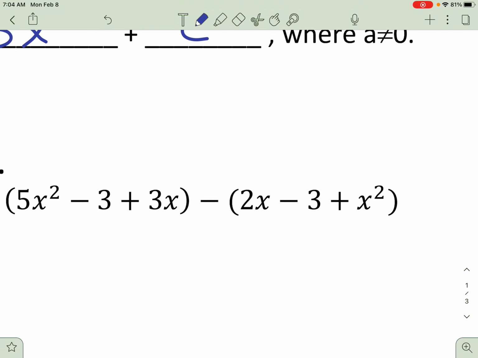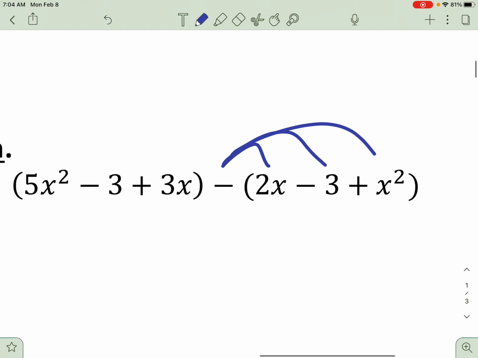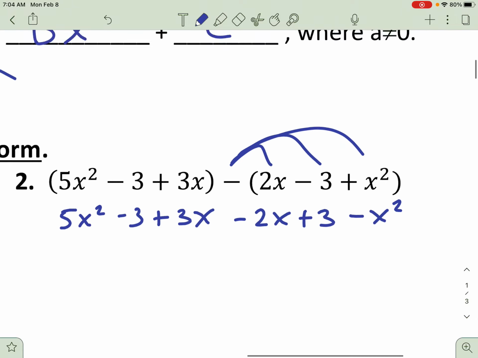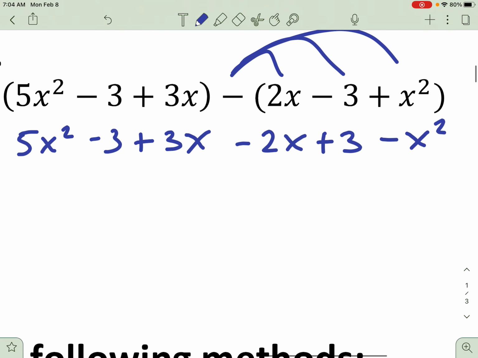If you want, you can pause the video, see if you can do it yourself, and then check my work. All right, so we're going to distribute the negative. Okay, so that gives us a negative 2x, a positive 3, and a negative x squared. Okay, so you have 5x squared minus 3 plus 3x.